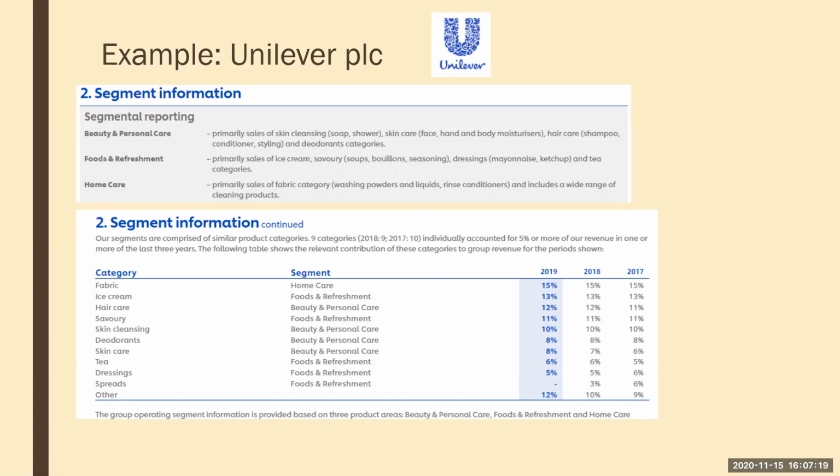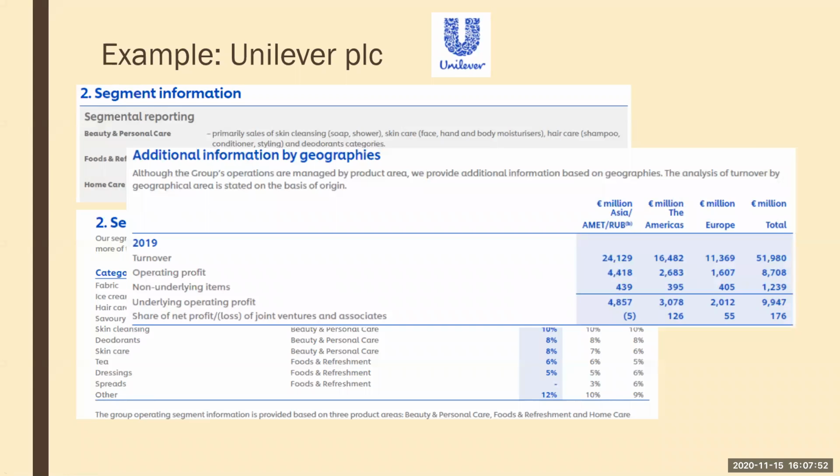And they've given information pertaining to the relevant contributions to the group revenue. For example, fabric care accounted for about 15% of 2019 revenue, ice creams brought in 13%, and so forth. And notice they have a separate category called other, which basically are categories that did not meet their own internally defined threshold of 5% or more of their revenue.